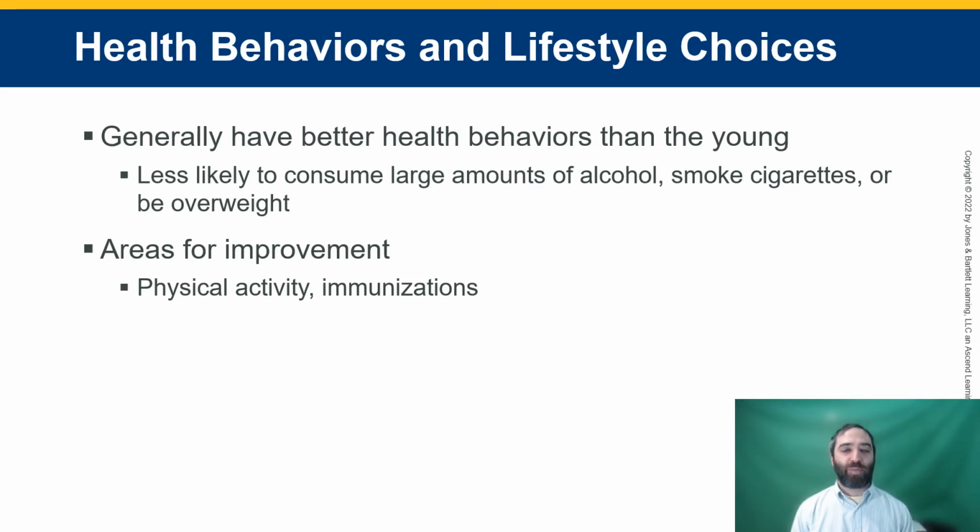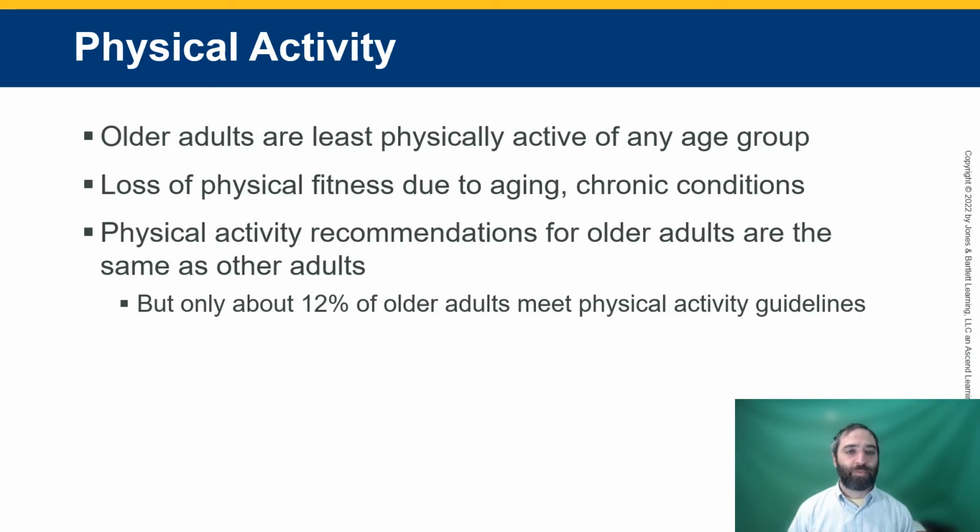Areas for improvement. Physical activity is probably the big one. Elderly people still need to be physically active. And then immunizations, because immunizations teach our immune system how to fight off foreign invaders, and as we age, our immune system becomes more compromised, and so immunizations are more important, you could argue, when you're elderly.